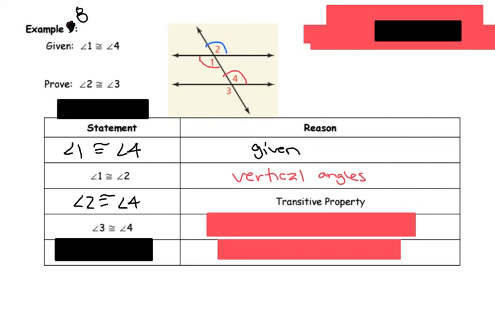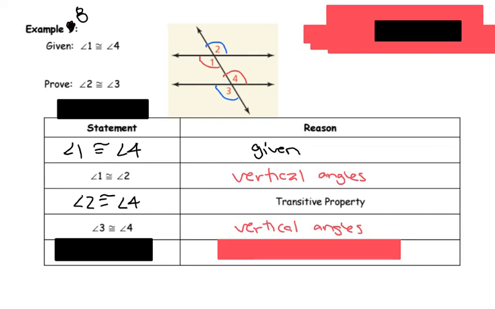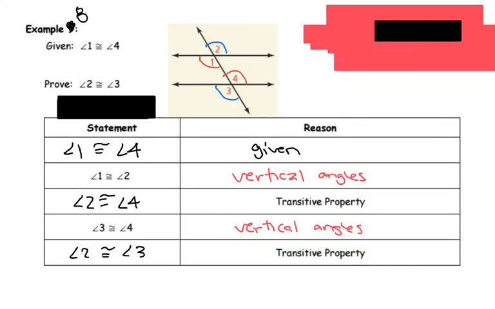Next statement we have is angle 3 is congruent to angle 4. Well, how are angle 3 and angle 4 congruent? Hopefully you're making that recognition that it is a vertical angle. Because of vertical angles, they are congruent. So if that is the case, then we can prove that angle 2 is congruent to angle 3 due to the transitive property. All right, we are done.